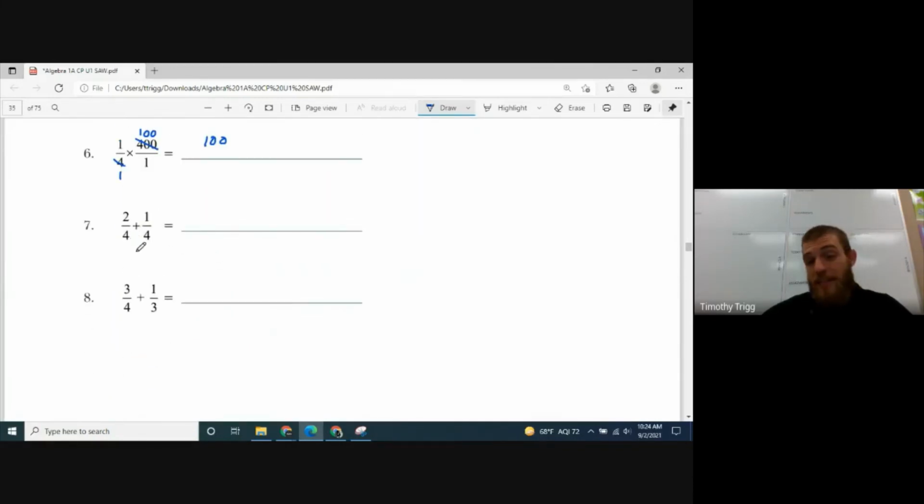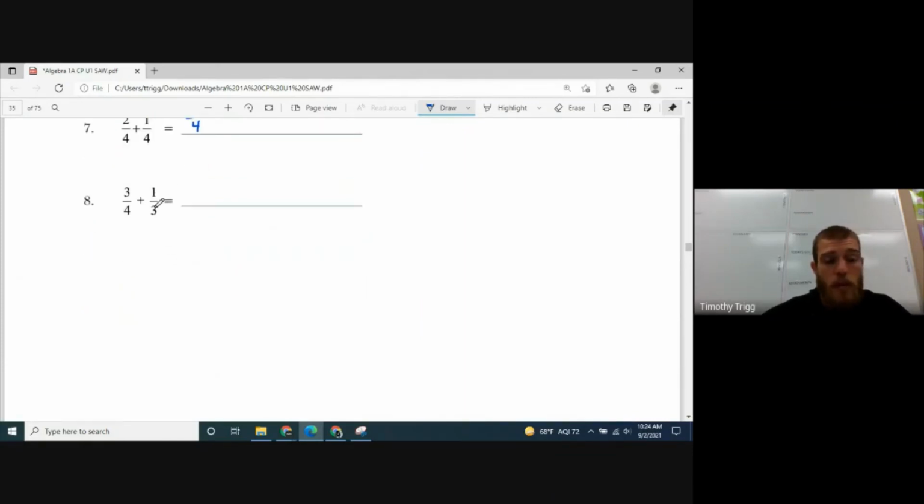Notice number 7, this is actually the easiest one. Notice they already have a common denominator. So if they already have a common denominator, all you need to do is add the numerators. 2 plus 1 is 3. So 2 over 4 plus 1 over 4 is 3 over 4.